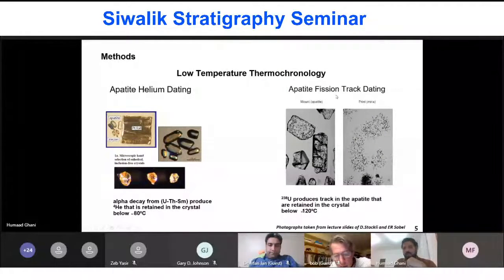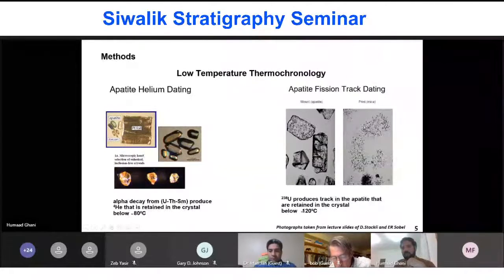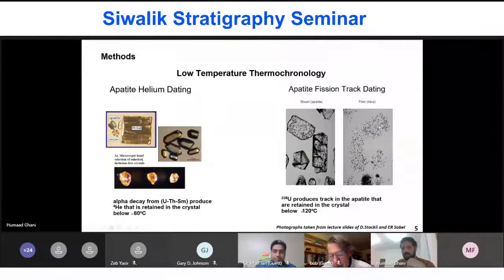And the other one is apatite fission track data. These are the apatite grains, and you can look in between them. These are micro cracks inside them. These are the fission tracks, which are formed by the fission reaction of uranium-238 in the crystal, which induces damage tracks in it. What we do is put a mica sheet on top of it and send it to a nuclear reactor, which produces the induced tracks. So this is the daughter product, this is the parent product.